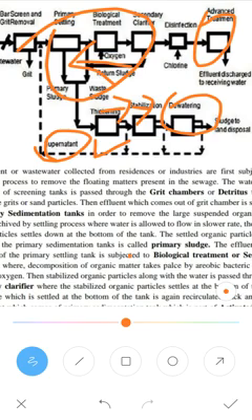Okay, so next we will see about the preliminary treatment, primary treatment, secondary treatment, and tertiary treatments.